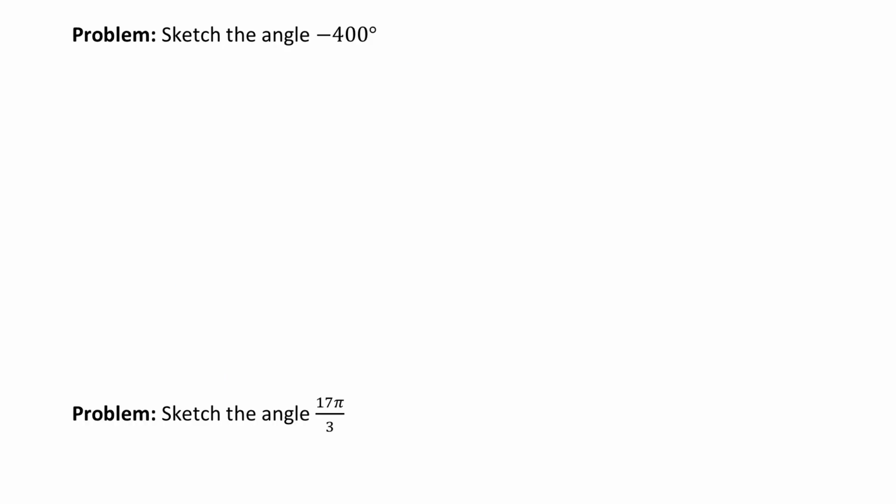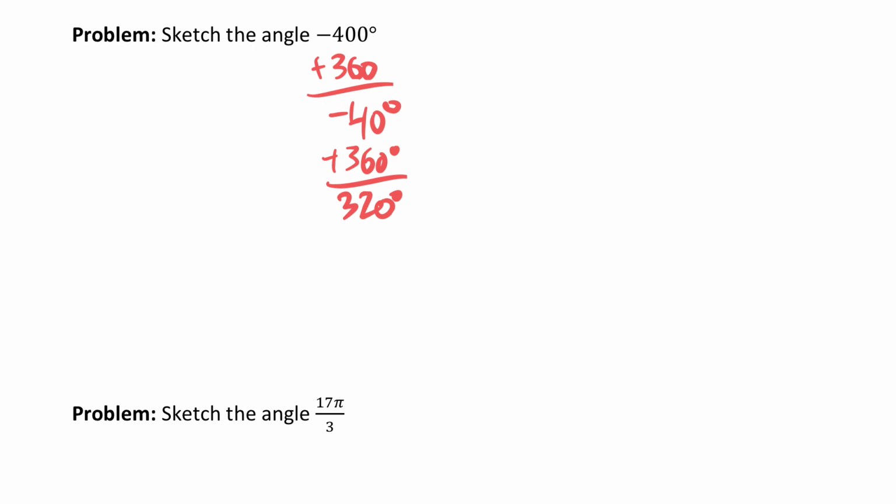Now what about something like negative 400? Well, in this case, we have to add 360 because we have a number that's less than 0. If we add 360, we get negative 40, which isn't quite positive. So we've got to add another 360, and that's going to give us, well, 320.